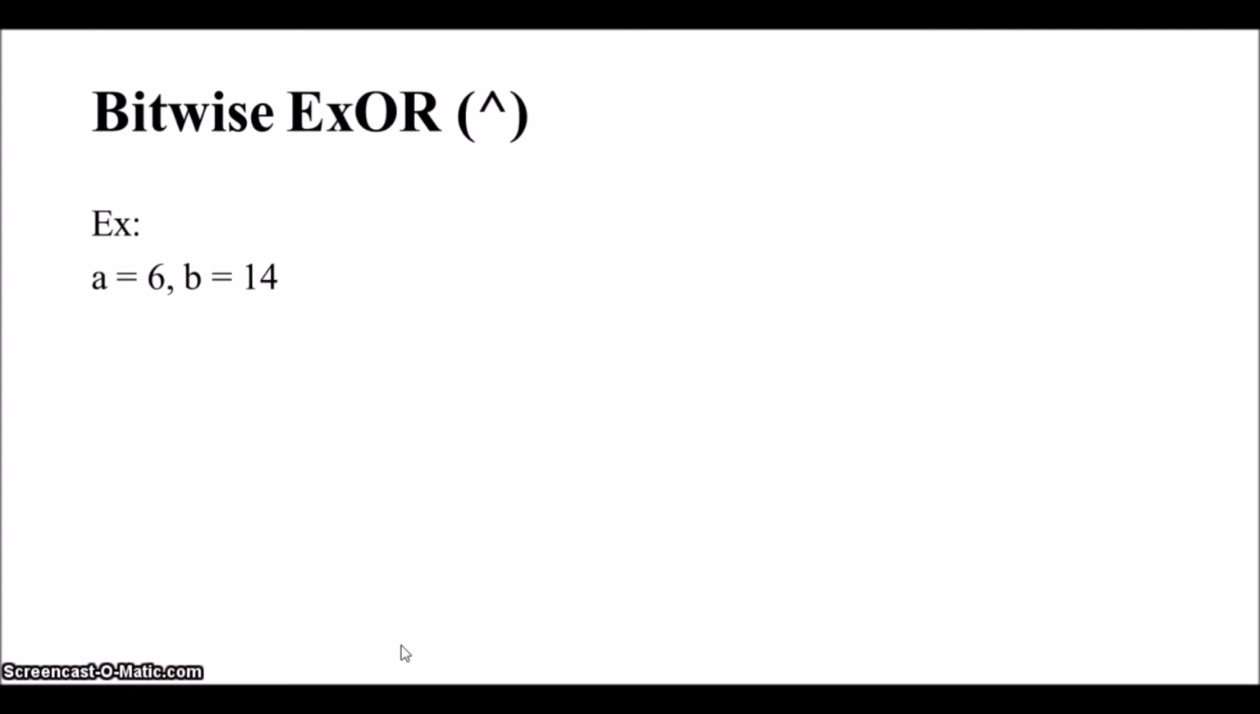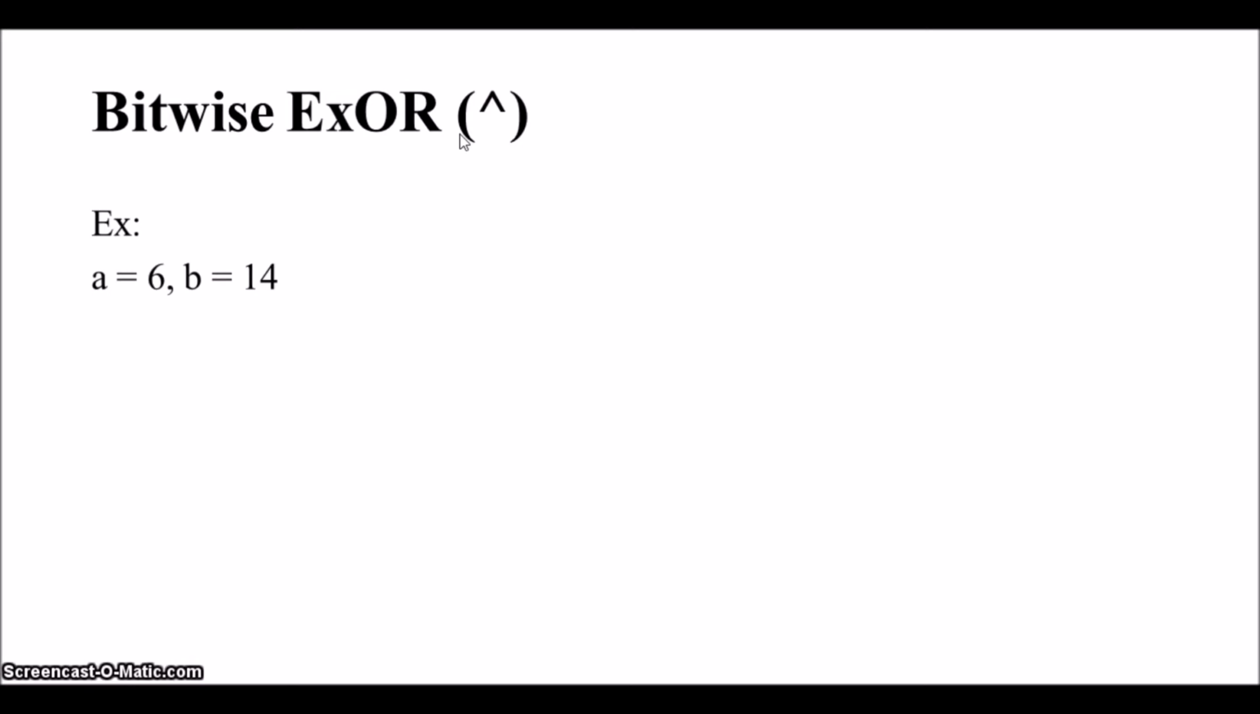Similarly, coming to bitwise exclusive OR. XOR is a shorthand form; it is called exclusive OR. Bitwise exclusive OR is denoted by the caret symbol. The XOR results in 1 if both the bits are different. If both the bits are the same, then the result is 0. This we have seen with the help of the truth table.